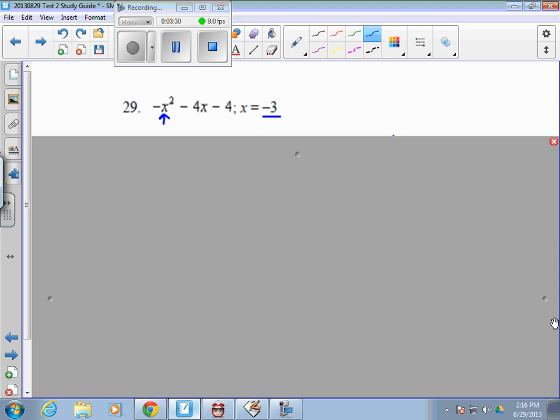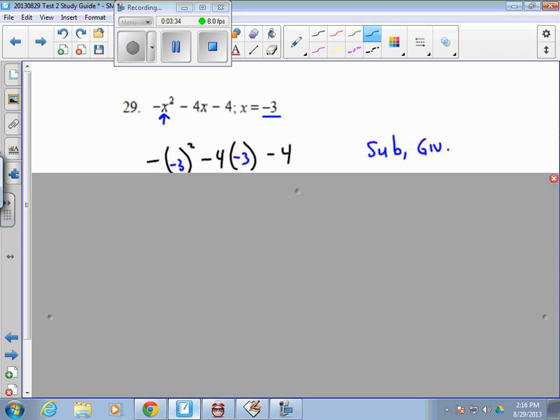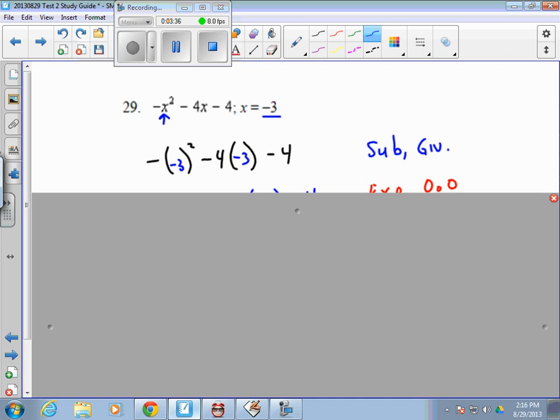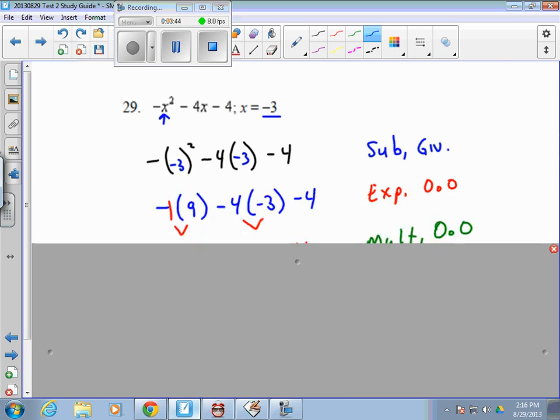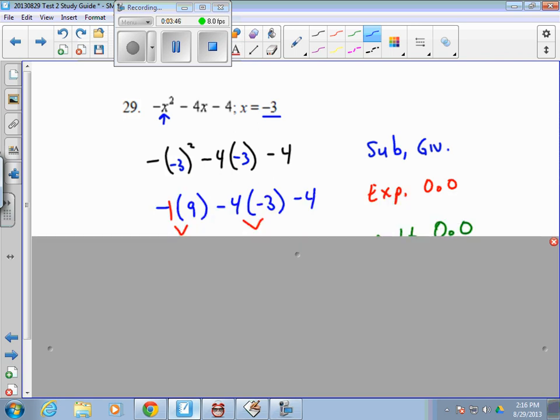29, we're plugging in negative 3. Don't forget that there's a negative in front at first. Most common mistake. In place of x, you're plugging in negative 3. So negative 3 squared minus 4 times negative 3 minus 4. Again, substituting in given values. On the next step, we're just going to evaluate the exponent. Negative 3 times negative 3, or when we square it, becomes positive 9.